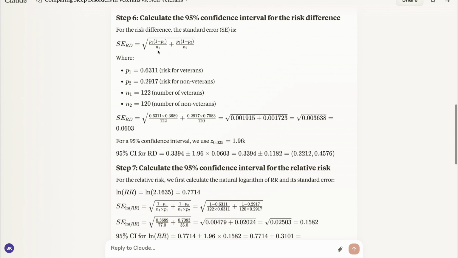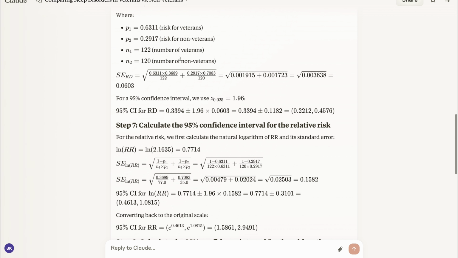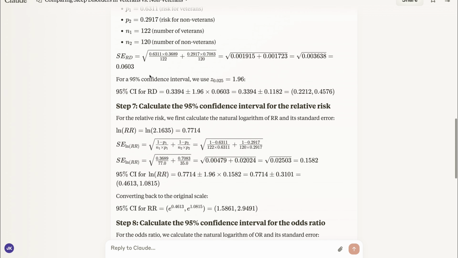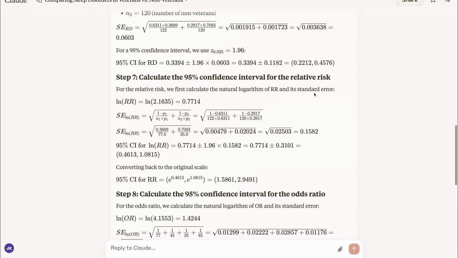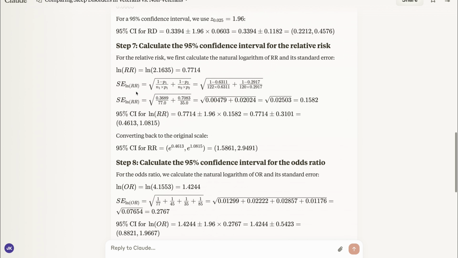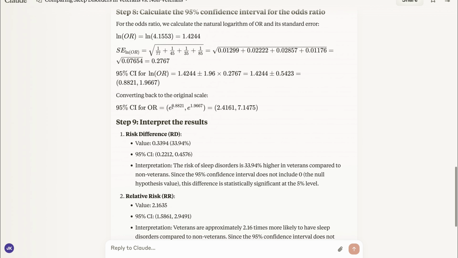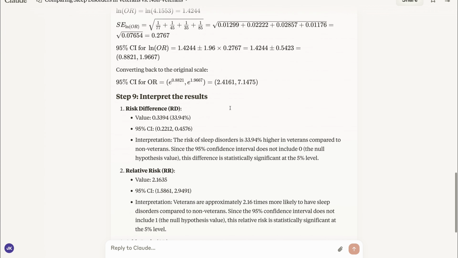Also just telling you what n sub 1 and n sub 2 is, right over there: number of veterans, number of non-veterans, so very nice. Then it comes up with a 95% confidence interval and states it there. It does the same thing for the relative risk, and it's also doing the standard error for the natural log of the relative risk, and the same for the odds ratio. And it does also remember to exponentiate these so we get all the correct values.